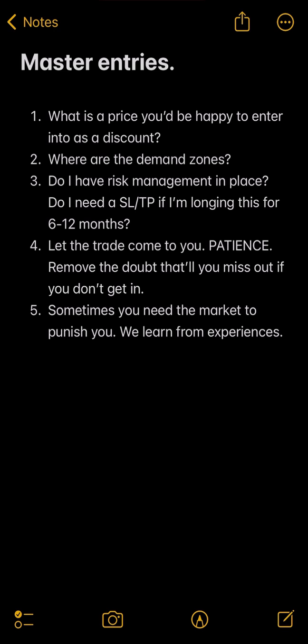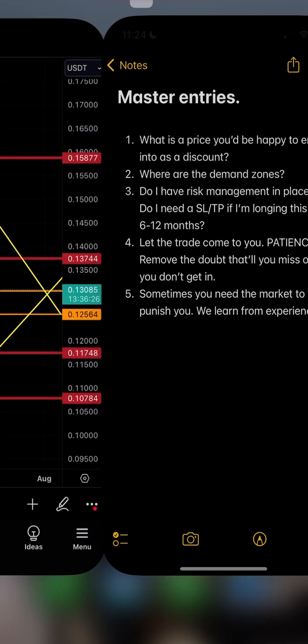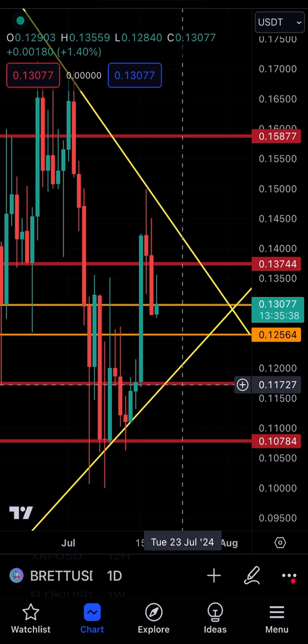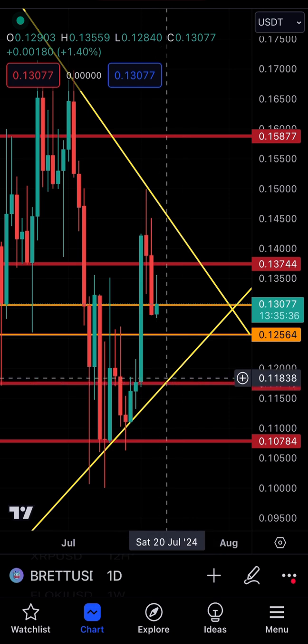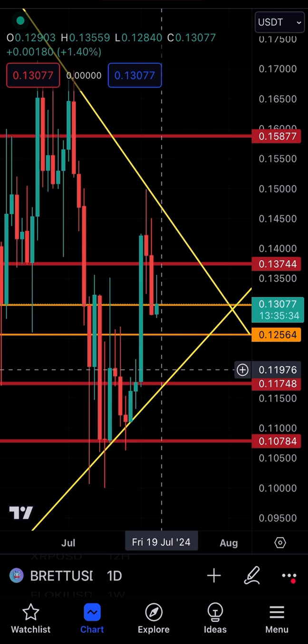Most importantly, as I've just taught you, let the trade come to you. Stop chasing the trade. Have patience. Once you remove that doubt that you'll miss out, basically FOMOing in each and every time, you'll actually feel better about your trade. Like, actually, if I put a buy limit here, or maybe 0.12, right? If it comes down here and it clips it, I'd feel so much better than actually market buying here, because somebody's literally posted something on Twitter.